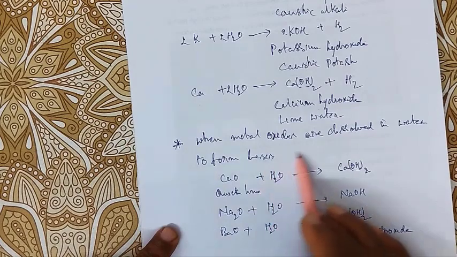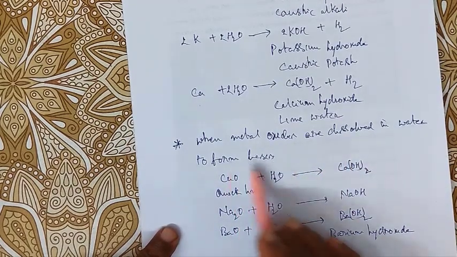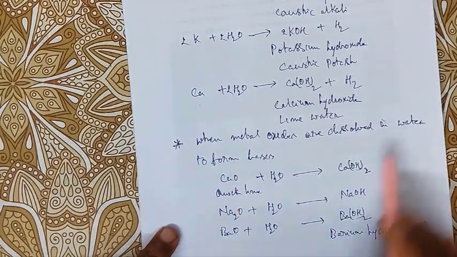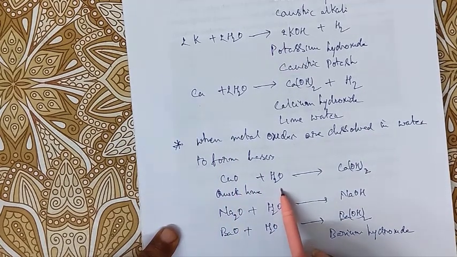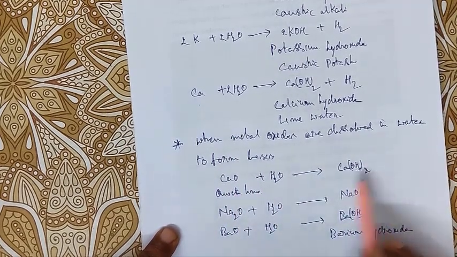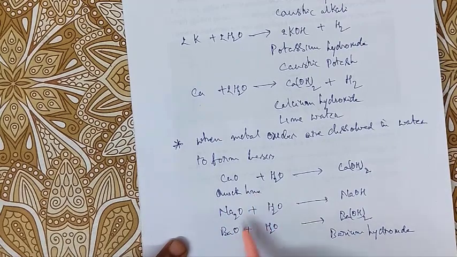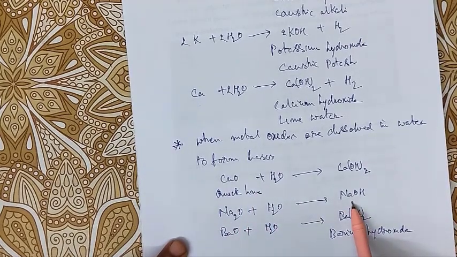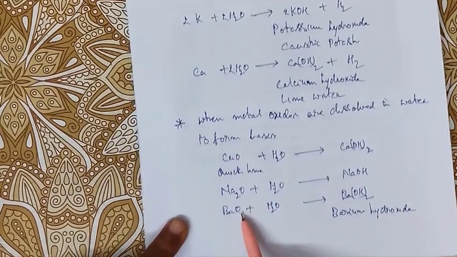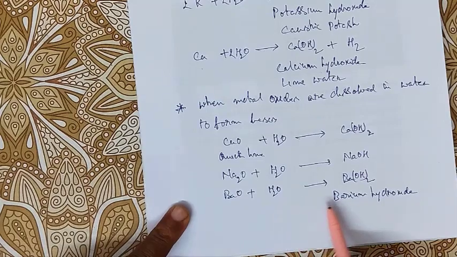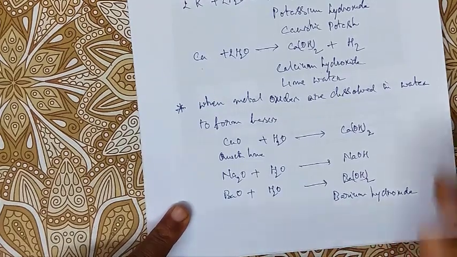When metal oxides are dissolved in water, we get bases. So this is another method of preparation of bases. Calcium oxide dissolves in water to give calcium hydroxide. Calcium oxide is referred to as quicklime. Sodium oxide dissolves in water to form sodium hydroxide. Similarly, barium oxide dissolves in water to get barium hydroxide.